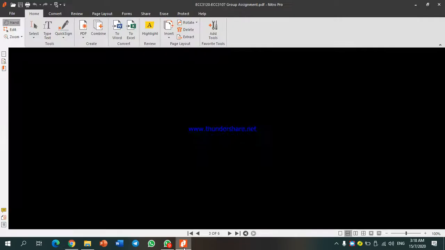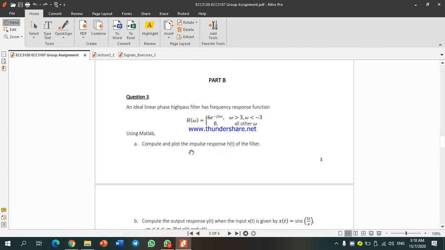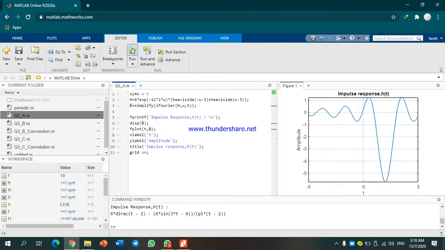Okay, from this question, we will find the impulse response Hp from the frequency response function. This is using MATLAB. We're going to run this function and I will explain this code first. This is the frequency response function and this is the Heaviside. This is the impulse response that we want to get by taking the inverse Fourier transform of the frequency response. Then we got the impulse response.